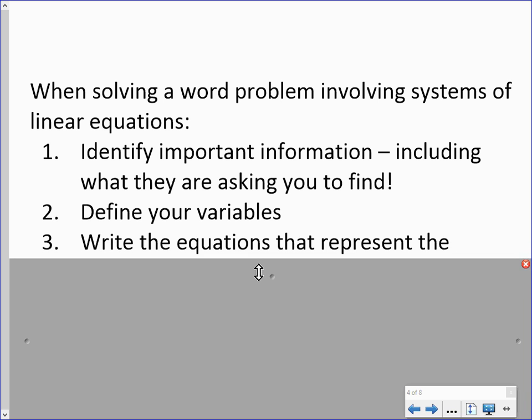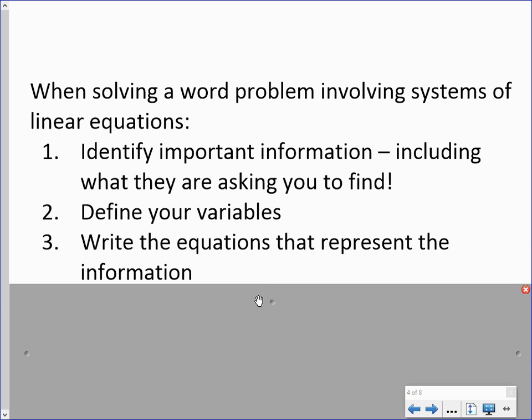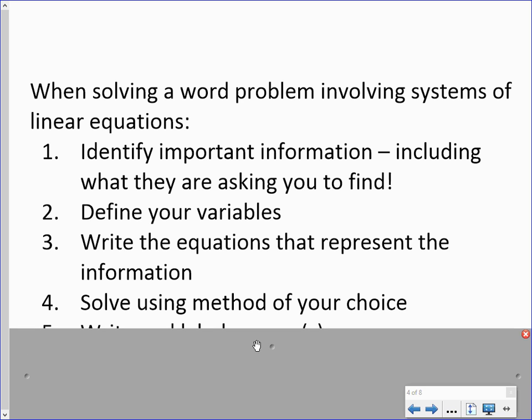Okay. Write the equations that represent the information. That'd be very similar to what you guys did in the warm-up. We didn't necessarily define our variables in the warm-up, but we kind of talked about it here. We were just saying A was angle A, B was angle B, C was angle C. And then solve the system using any method of your choice, depending on what answer you're looking for or how the system's set up. Some methods may be more applicable than others.